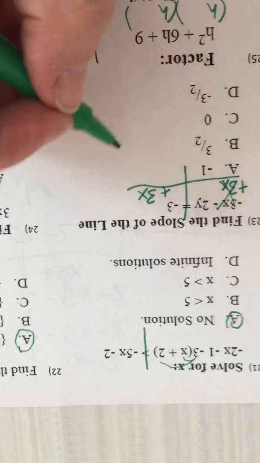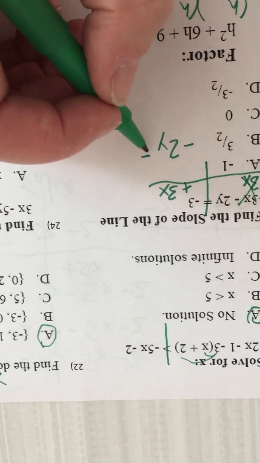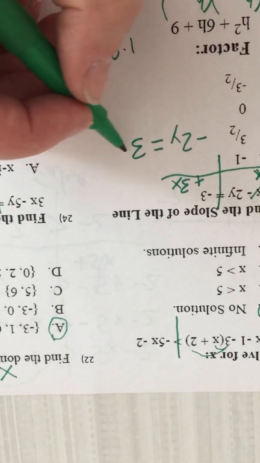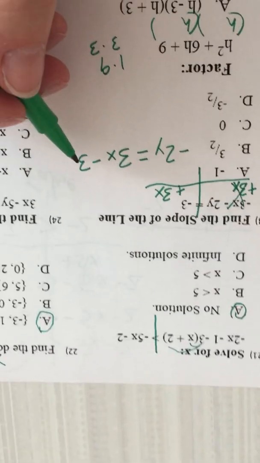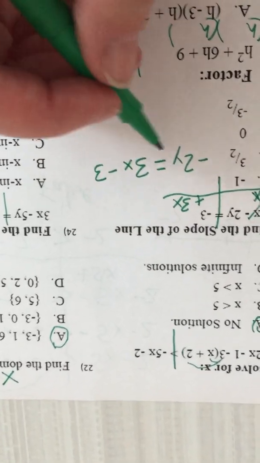The x's are gone. You bring down and rewrite it over here. The negative 2y comes down. The equal sign comes down. And we write this as 3x minus 3. They're not like terms, so we can't put them together. We're going to leave them side by side. We usually put the x term first and the number second.